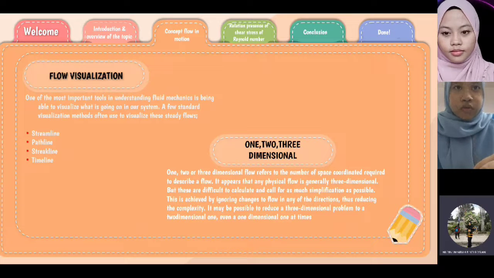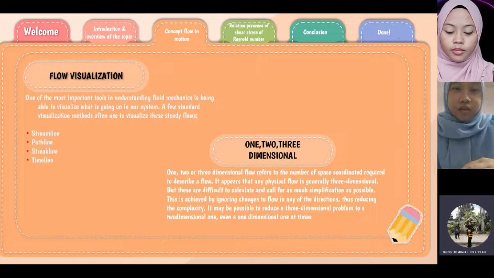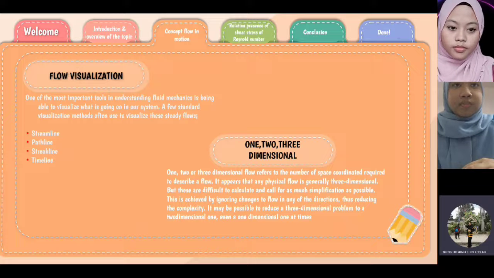The next one is 1, 2, 3 dimensional flow. 1, 2, or 3 dimensional flow refers to the number of space coordinates required to describe a flow. It appears that any physical flow is generally 3-dimensional, but these are difficult to calculate and call for as much simplification as possible. This is achieved by ignoring changes to flow in any of the directions, thus reducing the complexity. It may be possible to reduce a 3-dimensional problem to a 2-dimensional one, even a 1-dimensional one.